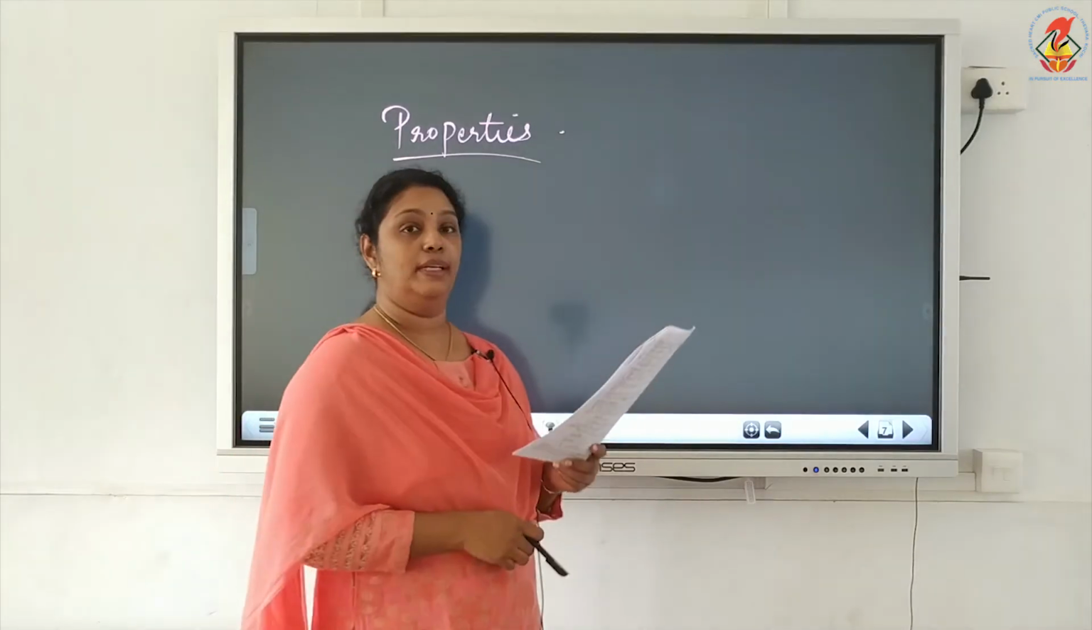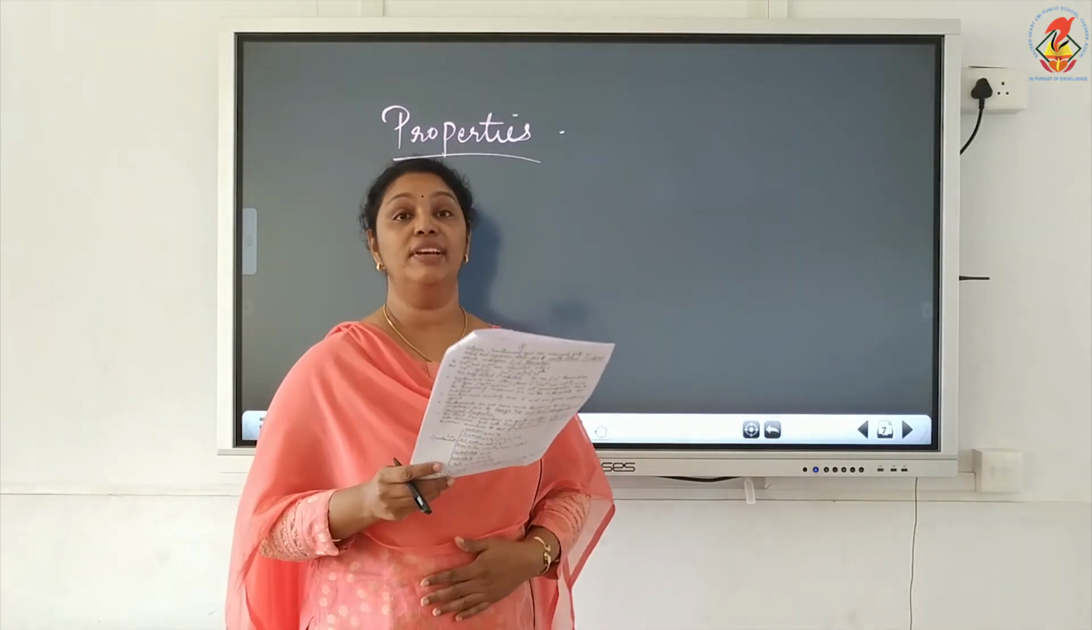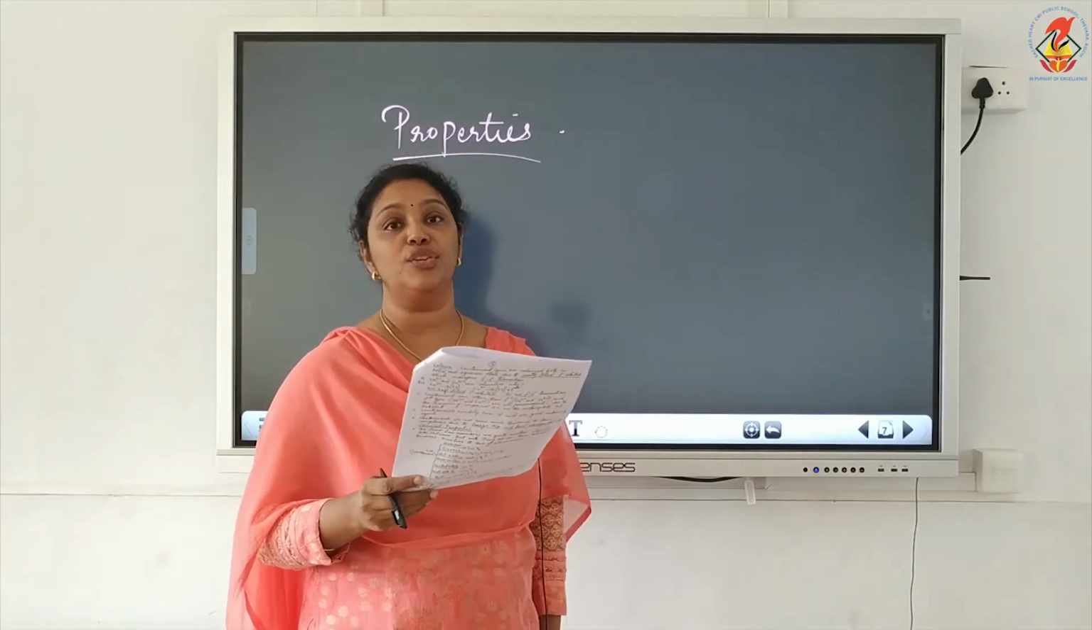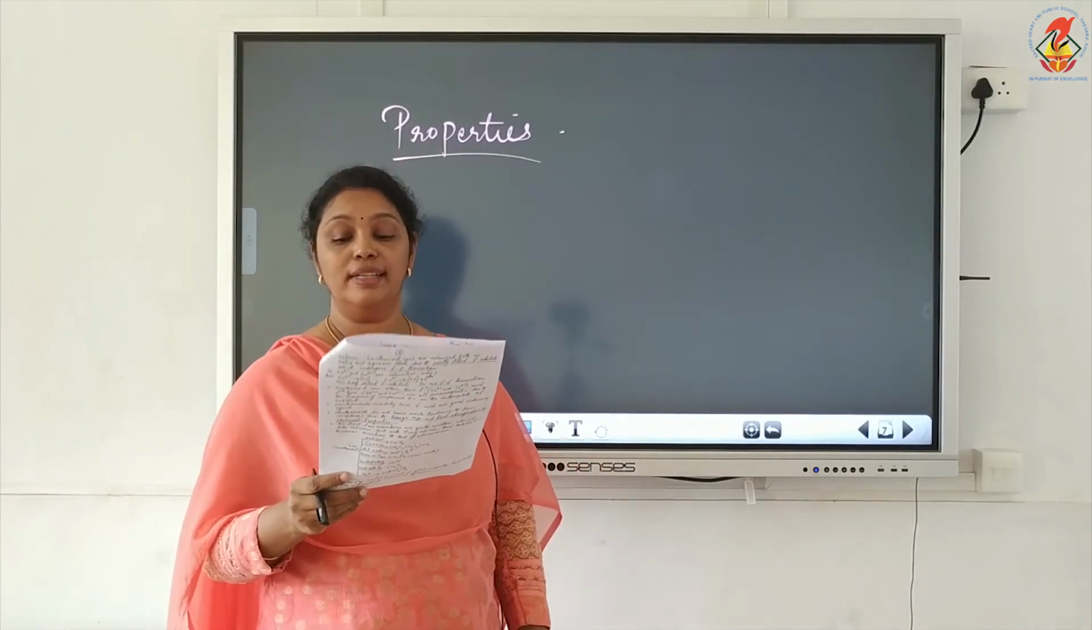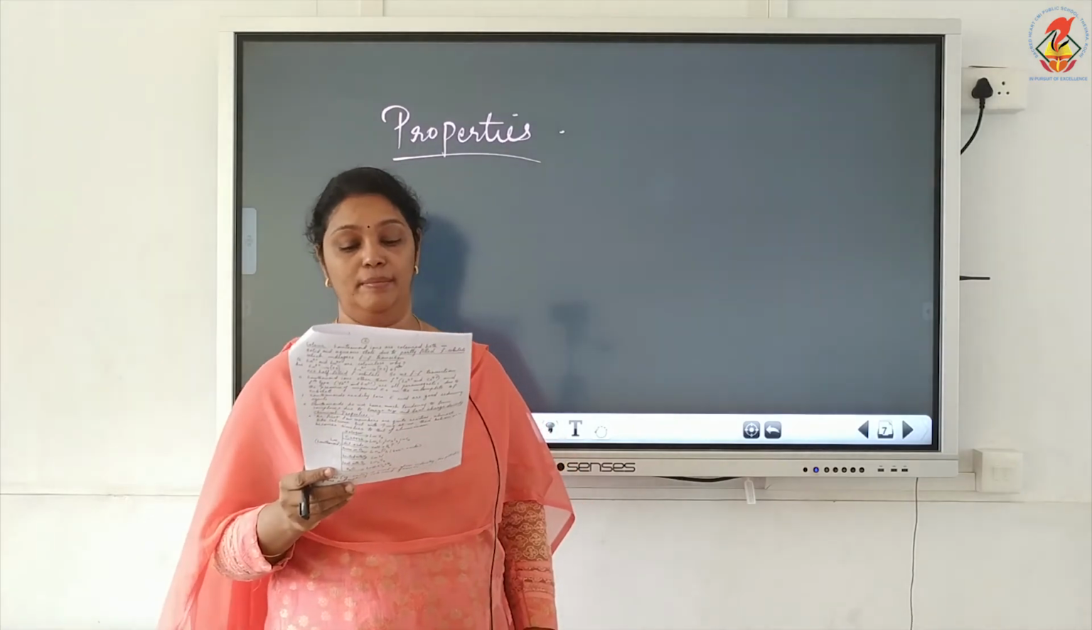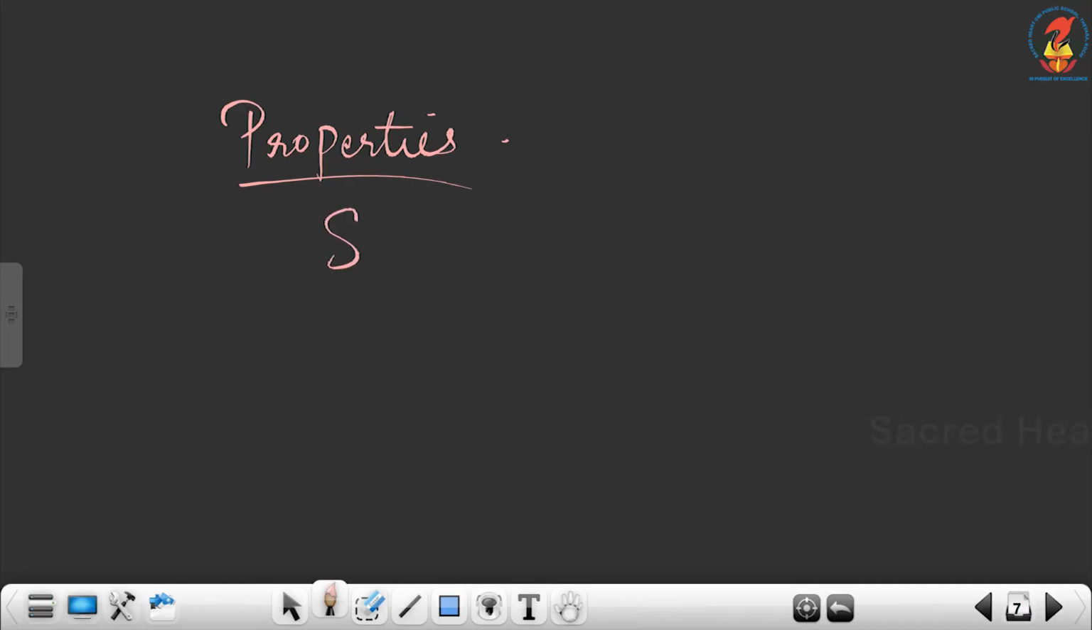Now the first property is, all lanthanides are silvery white soft metals and they tarnish rapidly in air. Their hardness increases with increasing atomic number. Now samarium, and the symbol of samarium, a lanthanoid, is Sm. This is exceptionally hard like steel.